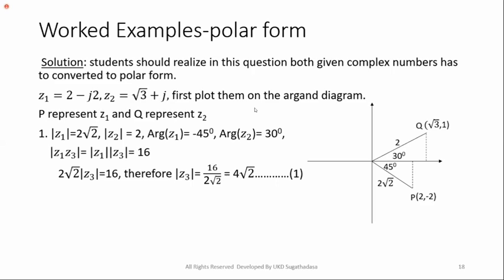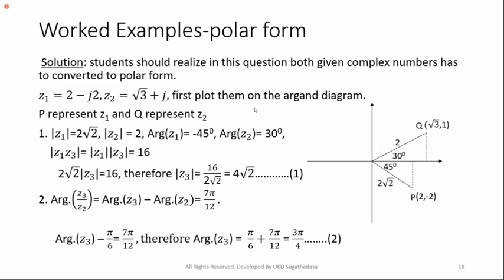And then this statement is given. Modulus of Z1 Z3 equals 16, that can be written as modulus Z1 times modulus Z3 equals 16. We know the modular value of Z1, that is 2 square root of 2. So 2 square root of 2 times modulus Z3 equals 16. Therefore, modulus Z3 equals 16 divided by this number, which is 4 square root of 2. Now we know the modular value of Z3.